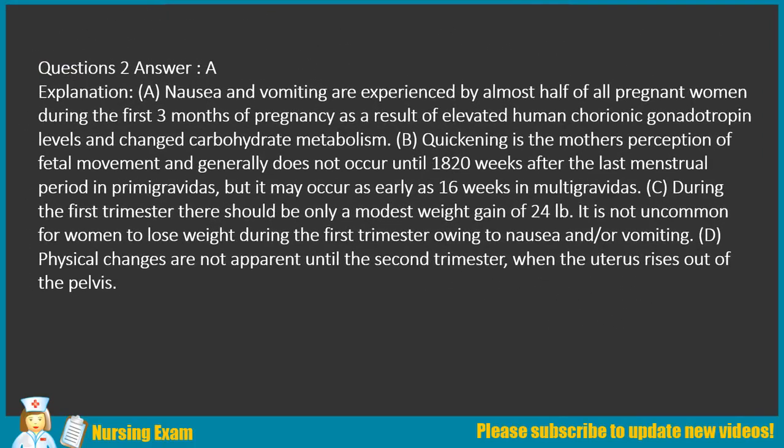Question 2 Answer: A. Explanation. A. Nausea and vomiting are experienced by almost half of all pregnant women during the first 3 months of pregnancy as a result of elevated human chorionic gonadotropin levels and changed carbohydrate metabolism. B. Quickening is the mother's perception of fetal movement and generally does not occur until 18-20 weeks after the last menstrual period in primigravidas, but it may occur as early as 16 weeks in multigravidas. C. During the first trimester there should be only a modest weight gain of 2-4 pounds. It is not uncommon for women to lose weight during the first trimester owing to nausea and/or vomiting. D. Physical changes are not apparent until the second trimester, when the uterus rises out of the pelvis.